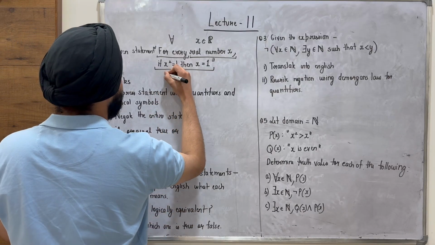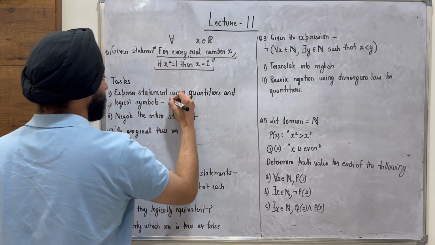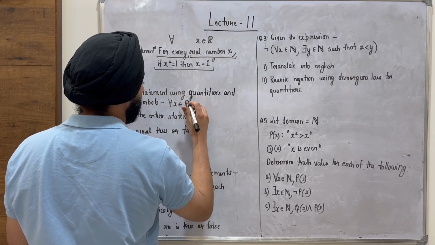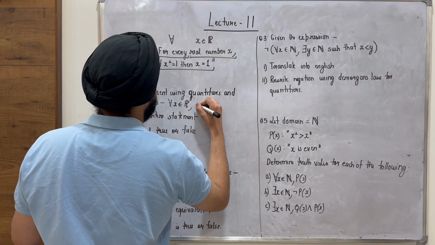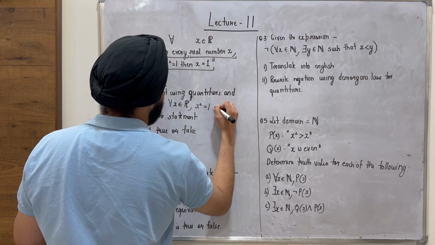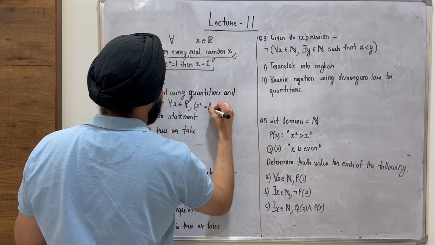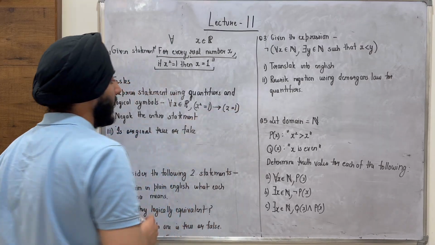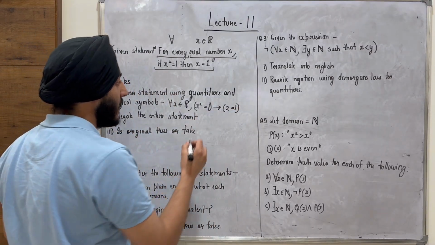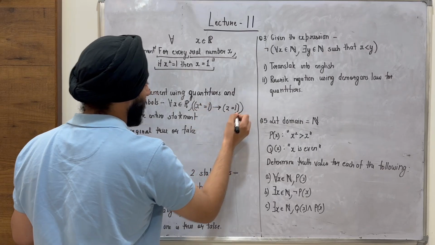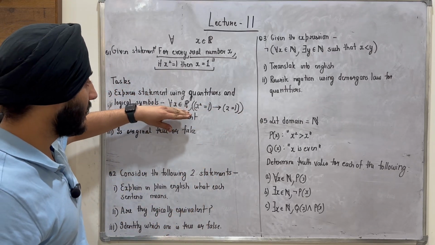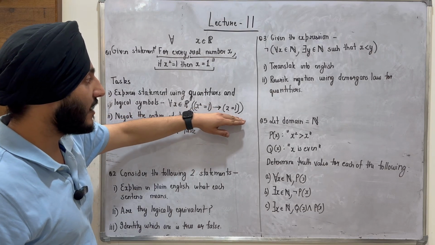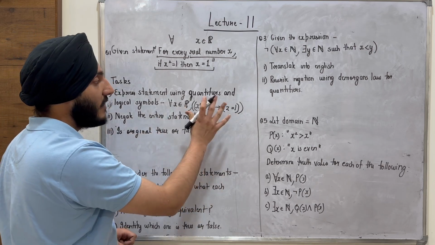So this is going to be: for all x which are elements of the set of all real numbers, x square equal 1 implies x equal 1, right? So I hope you're able to understand what this basically means. I'm saying for all the real numbers x, if x square is equal to 1, then x should be equal to 1, right? And this is basically in very simple words.